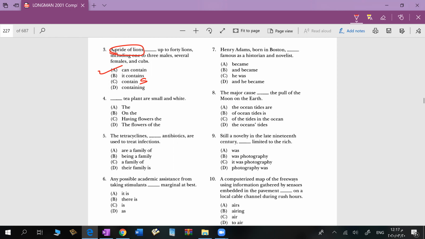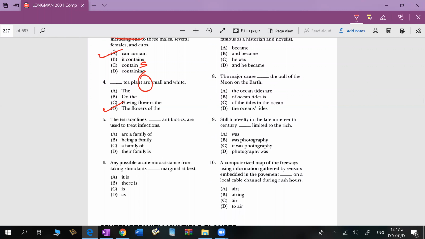Number 4: tea plants are small and white. Are... The flowers. The flowers of the tea plants are small and white. Thank you very much.